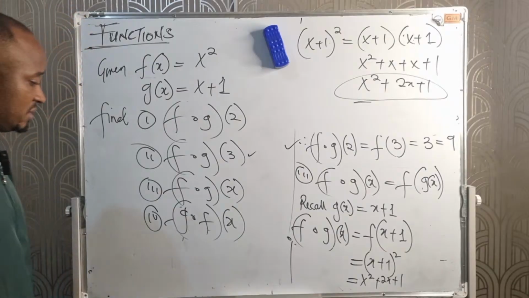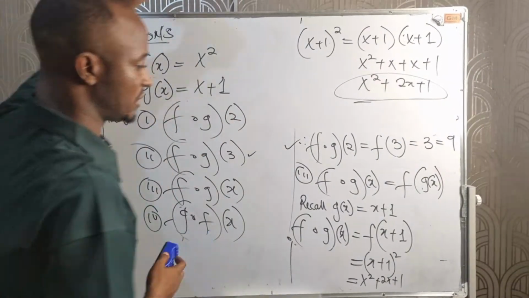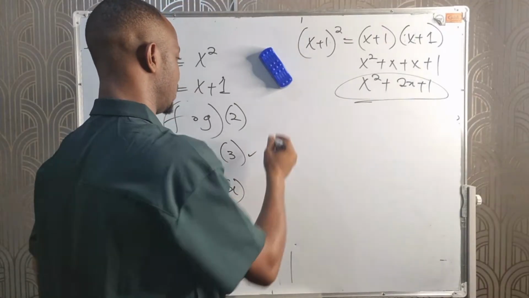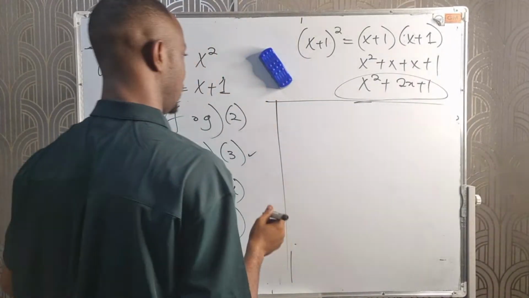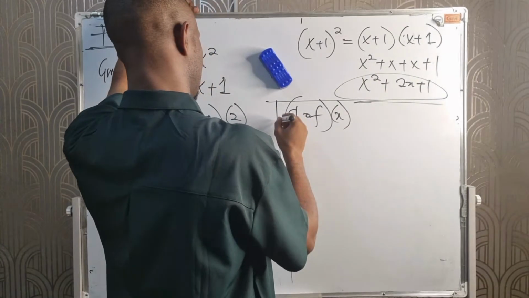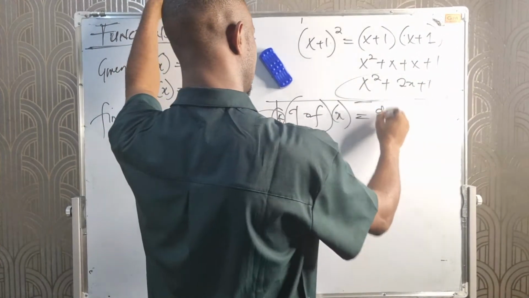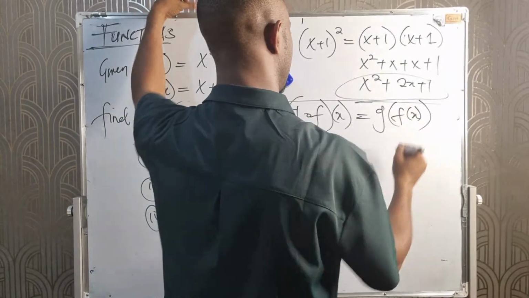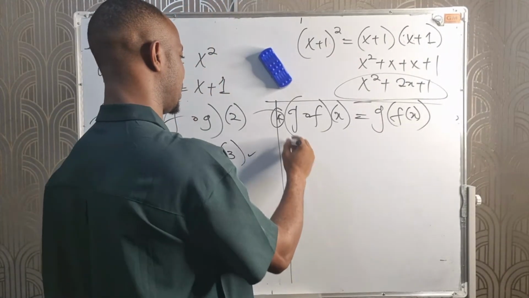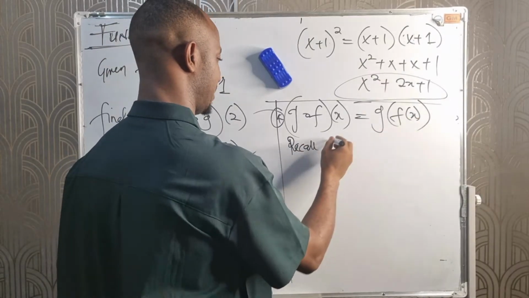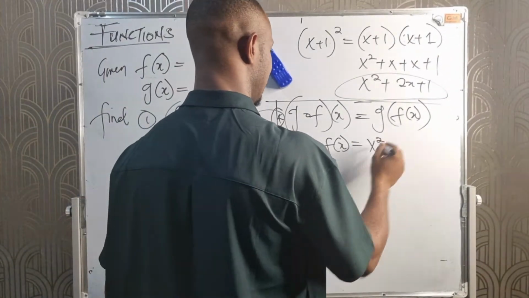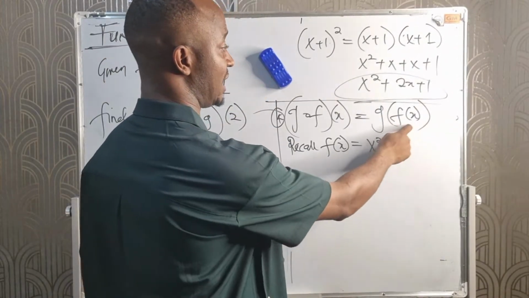Okay, so take note. The fourth question says we should find g of f of x, let's solve it together. We have to find gof x. Gof x is same as g of f of x. The same pattern we use in solving number 3 will be used in solving number 4. Already, recall, we are given f of x, right? Our f of x is given as x squared, right? So what we do is to substitute the value of f of x here as x squared.